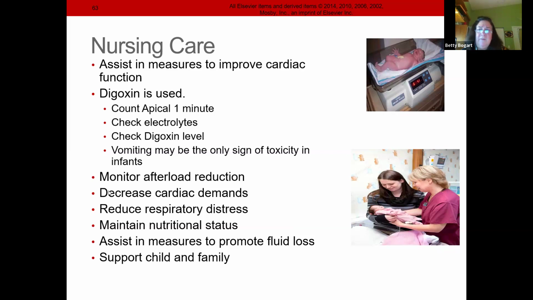One of the things I've always taught my parents, if your child is vomiting, you never give another dose of digoxin. It could be the only sign you see that they're in dig toxicity, okay? And once we give all that stuff, they're doing better, they're feeling good, their nutritional status is doing good, we're okay.